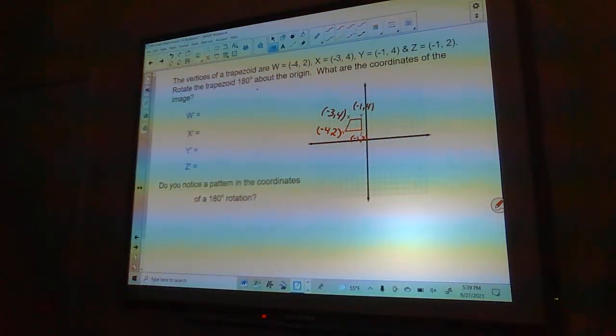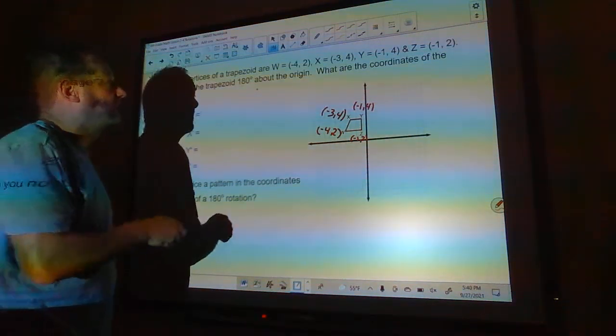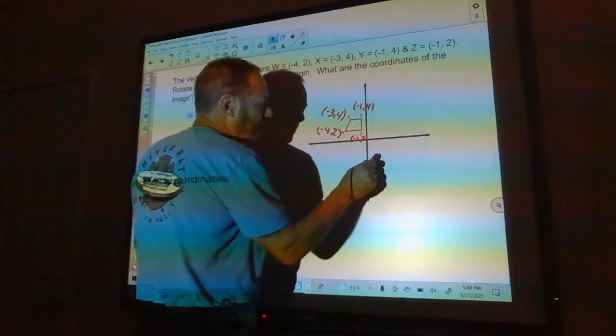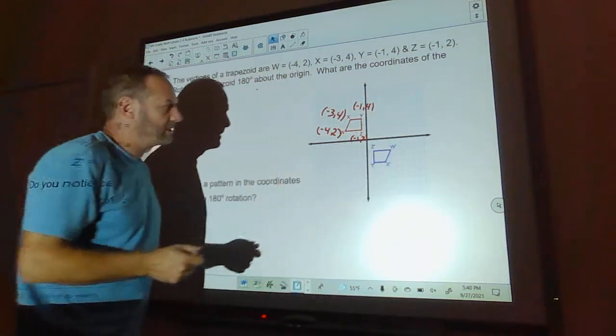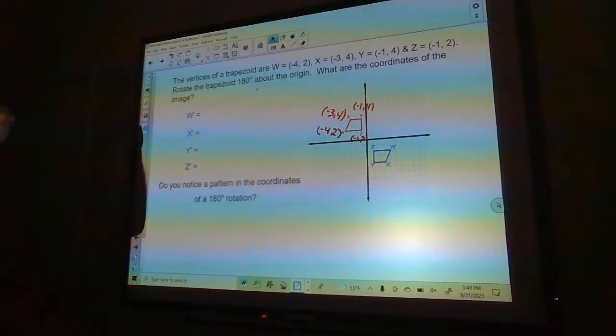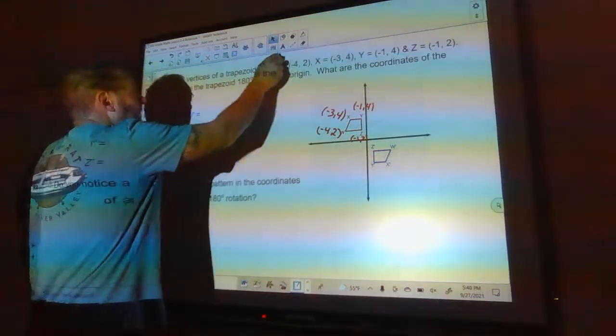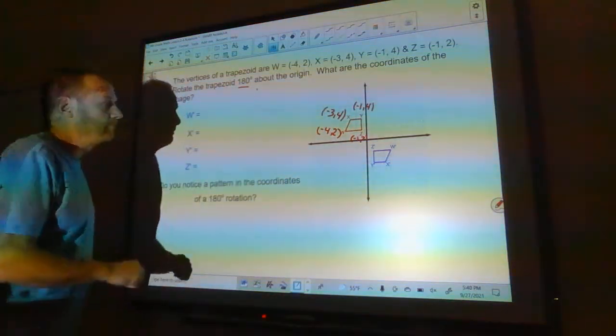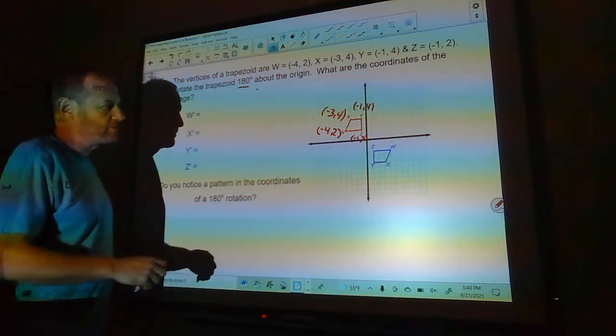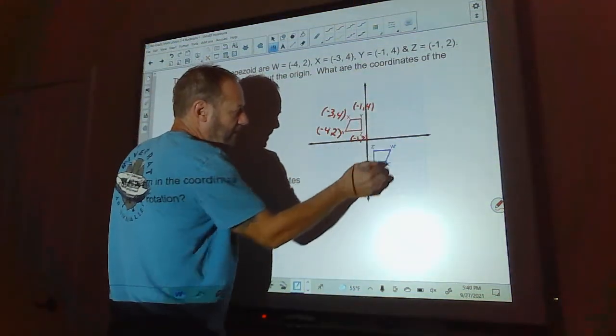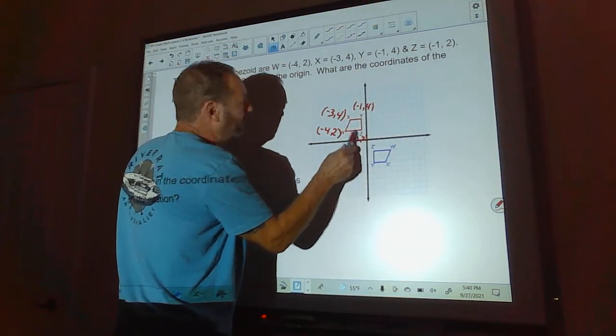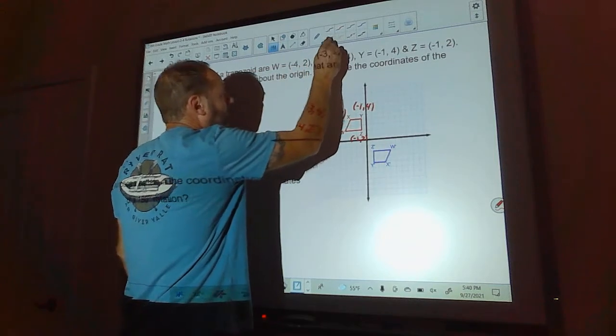So what are the coordinates of the image? I need to find the image. The easiest way to do this is to just rotate this thing. If I rotate it 90 degrees, or no, 180 degrees, sorry. It said 180 right here. I get this image right here. Notice that it's rotating around the origin, which is right here.